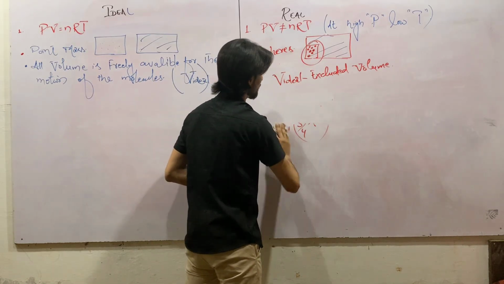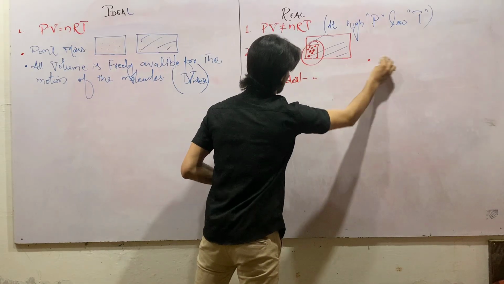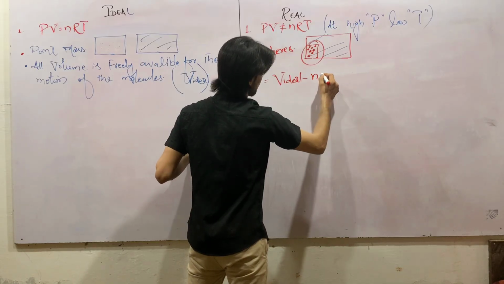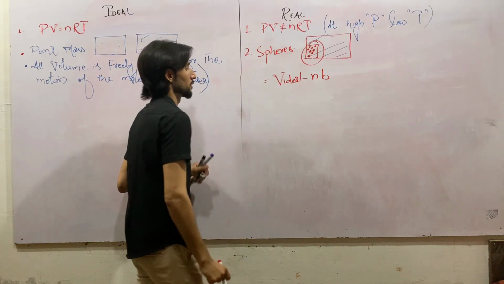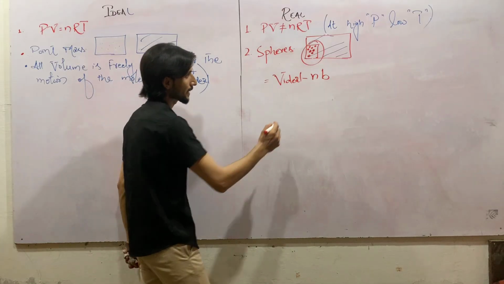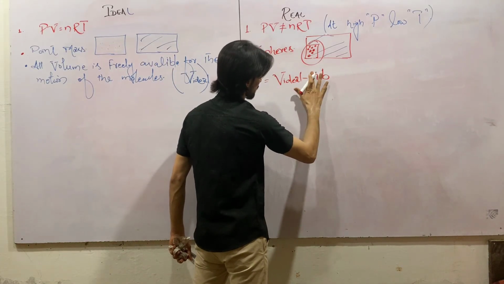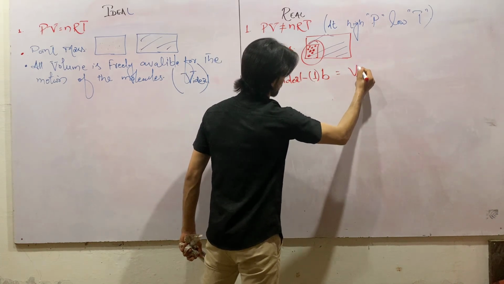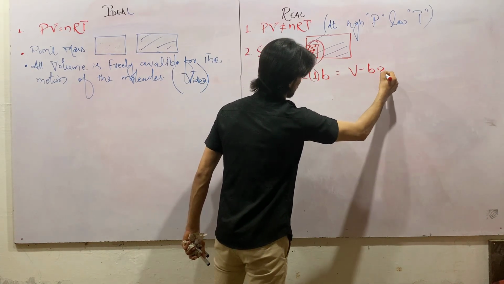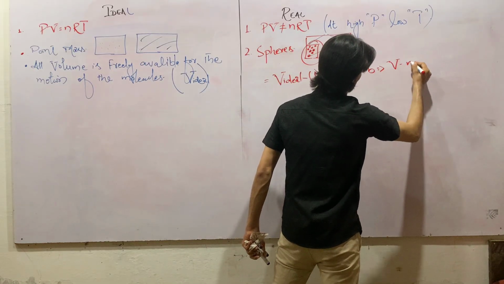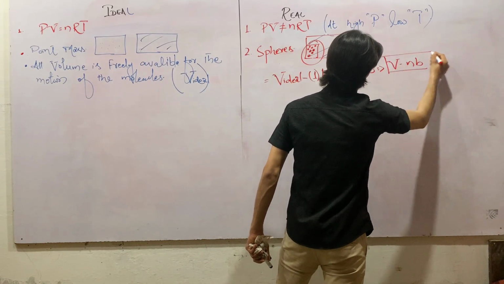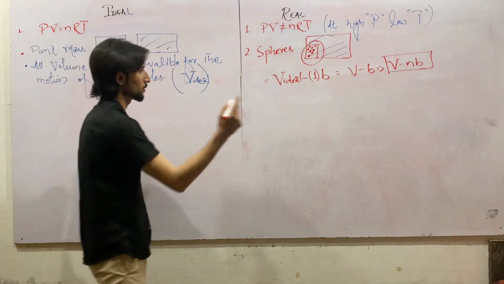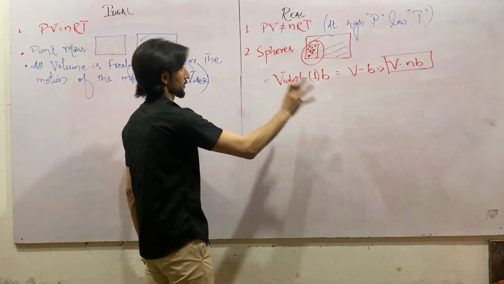So we must subtract b from our ideal volume to find the real space available for the molecules to move around. Why did I multiply it? For 1 mole, it must be equal to 1. If I put 1 over here, I'll get V minus b. But for n number of moles, I will get V minus nb. So this is called the volume correction. Volume correction in the van der Waals equation. And this is the one faulty assumption and its correction.